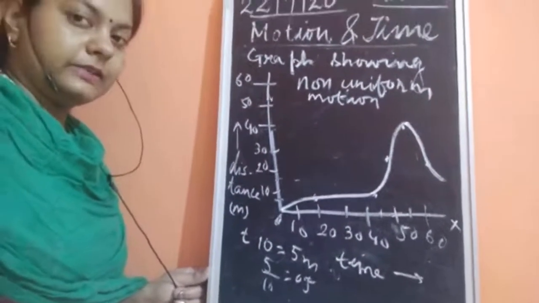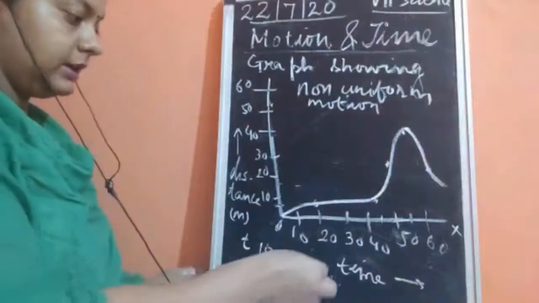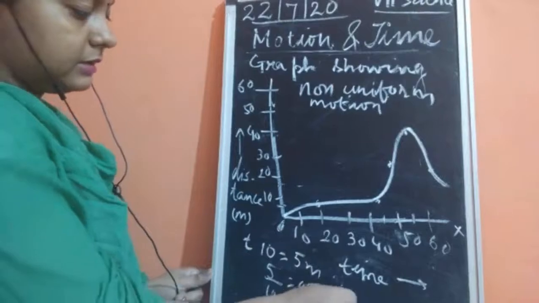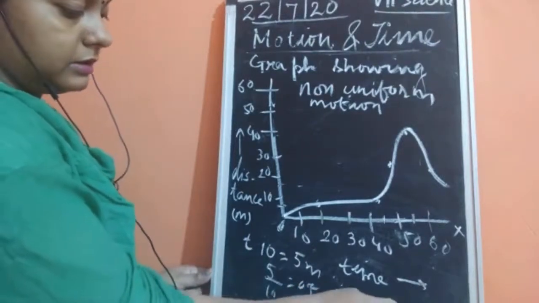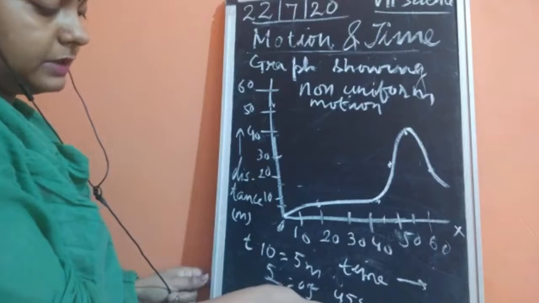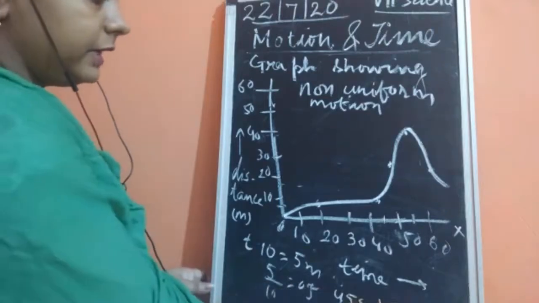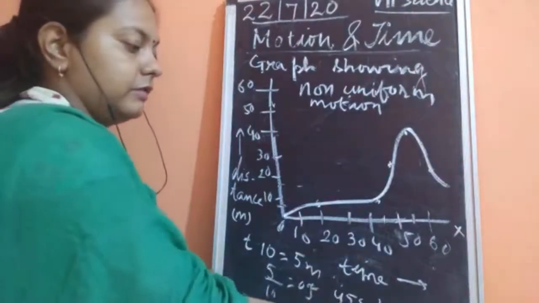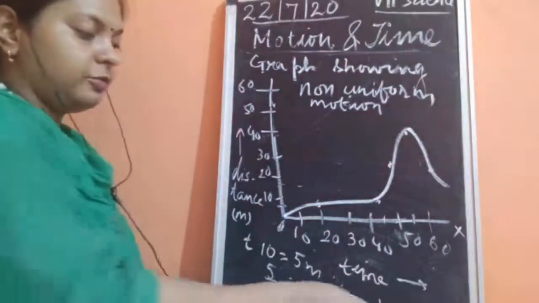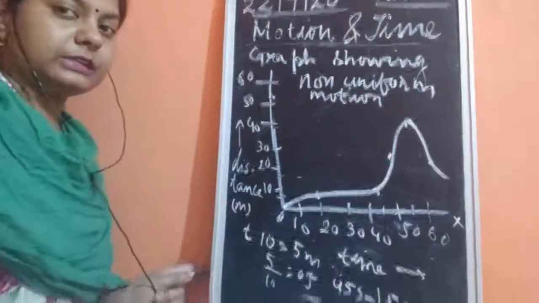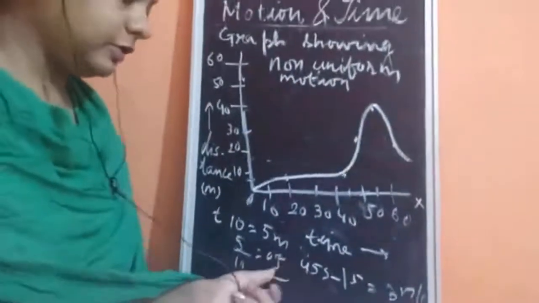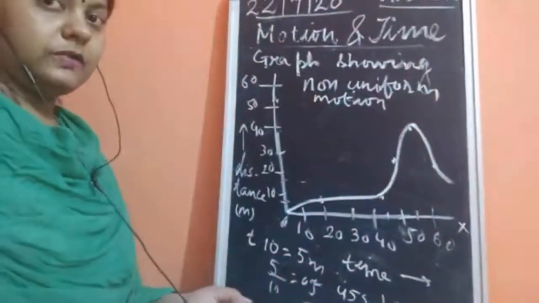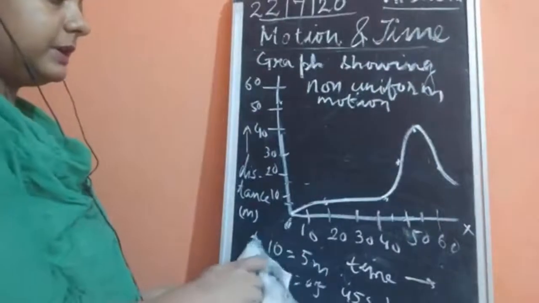Okay, 0.5. Next we will calculate for the time of 45 seconds, where the distance was 15 meters. So what would be the answer? It will be 3 meter per second. So as you could see, at 2 points we have taken, at one point it is 0.5, and at the next point you got the answer as 3 meter per second. So we can see that the speed is also varying.